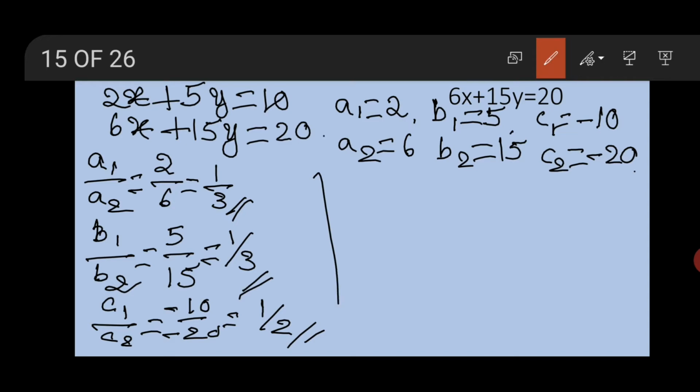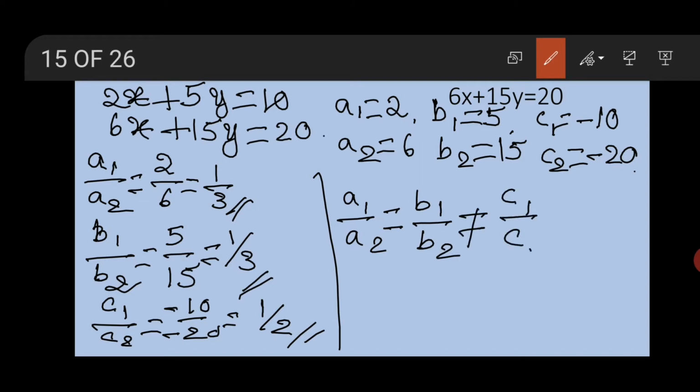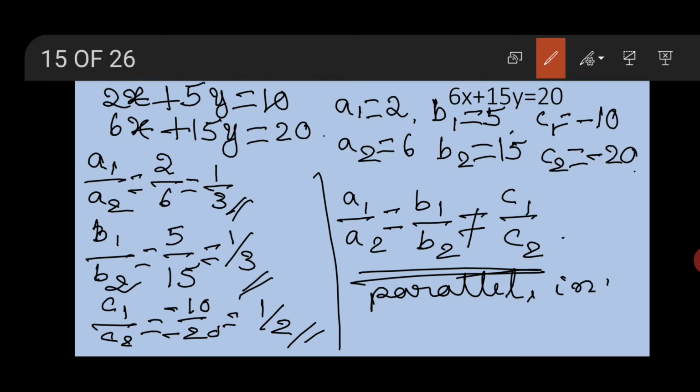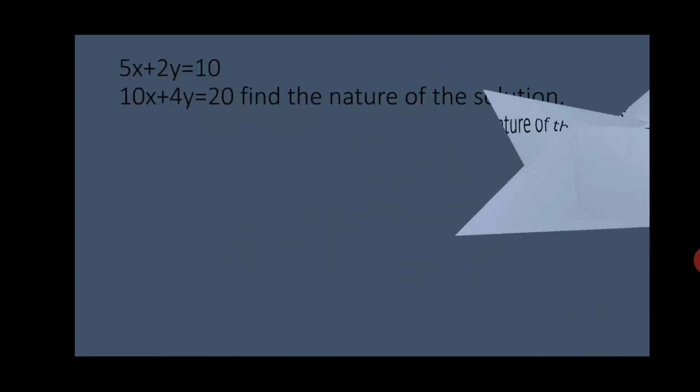Therefore what do we observe here? a1 divided by a2 is equal to b1 divided by b2, and it is not equal to c1 divided by c2. So what is the nature of the equations? These two equations have parallel lines. They are parallel. Then it is inconsistent and it has no solution. Did you get this? Okay. Next, last one more problem.